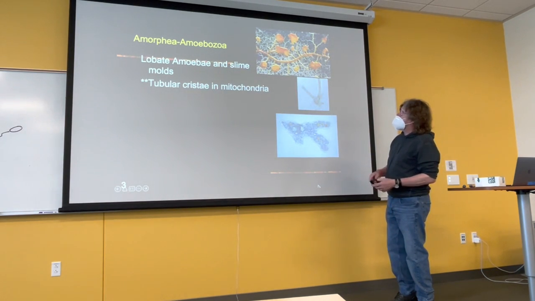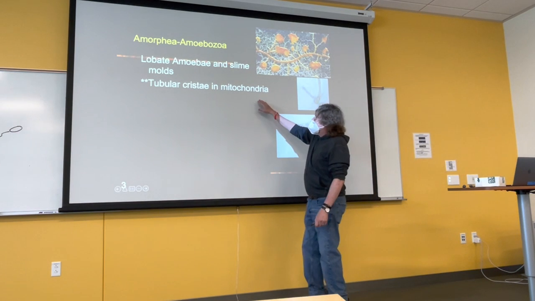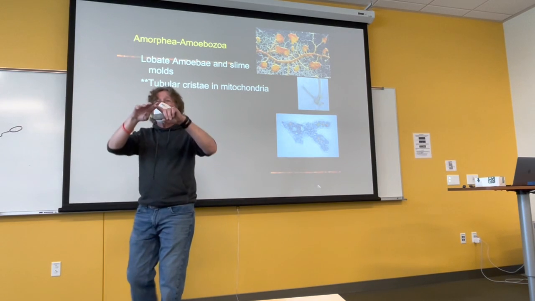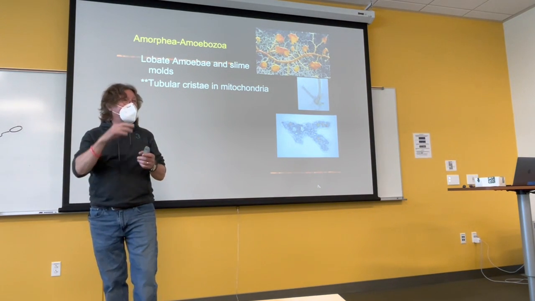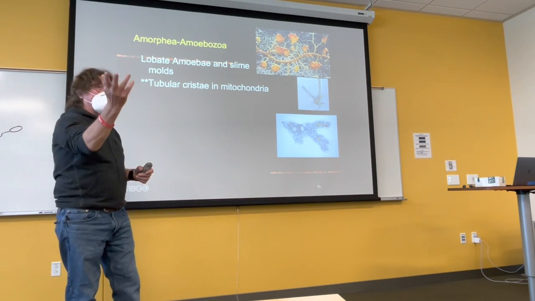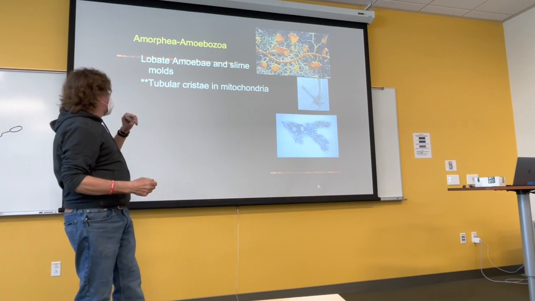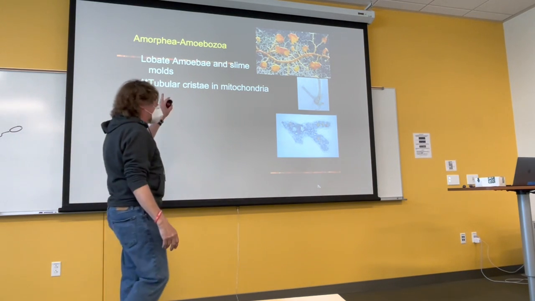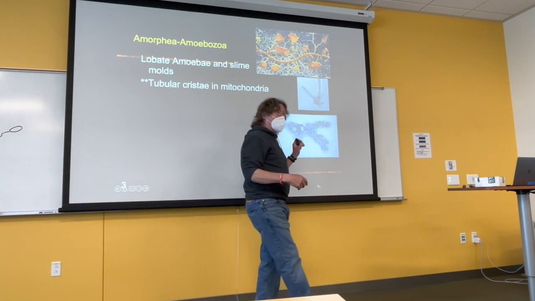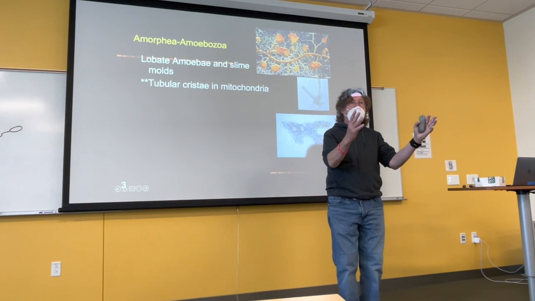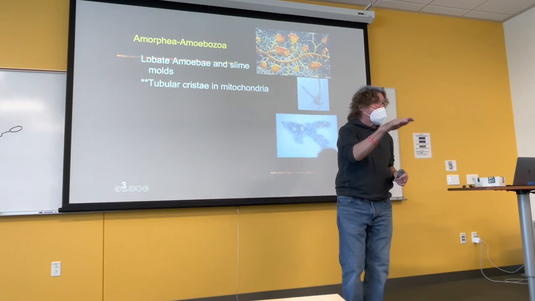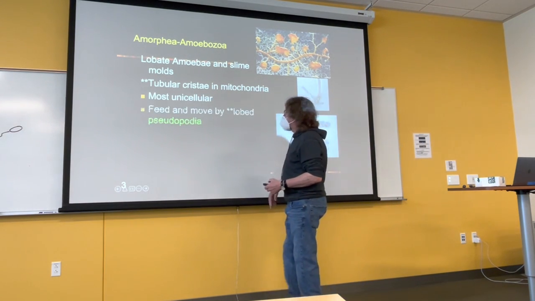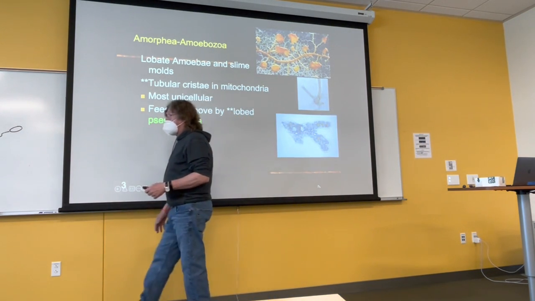So the next group, oh yeah, the apomorphy for this group is the mitochondria. Do you remember the structure of mitochondria? There's the outer membrane, and the inner membrane has broad folds in it. In these, the inner membrane forms tubes, so they have tubular cristae, because those folds of the inner membrane, instead of being broad folds, are bunches of little tubes. That's unique to them.